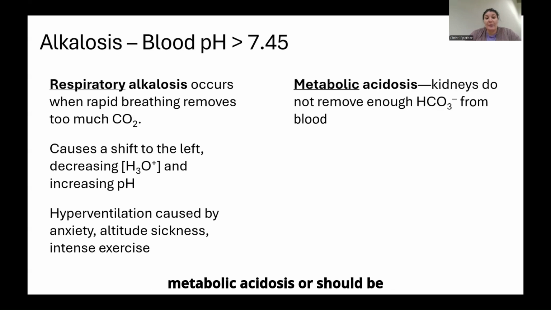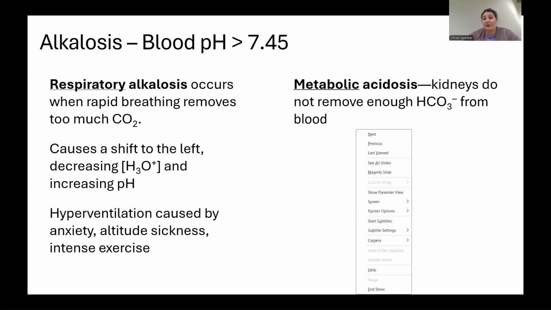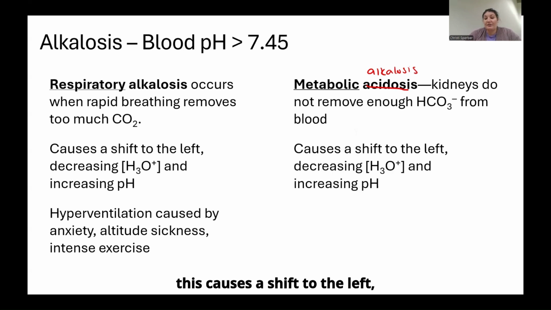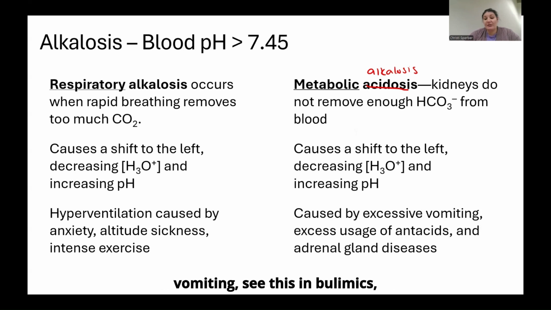Then you also have metabolic alkalosis. Kidneys do not remove enough HCO3- from the blood, and this causes a shift to the left, decreasing the H3O+ concentration and increasing the pH. This can be caused from excessive vomiting, which you see in bulimics, excessive usage of antacids, and adrenal gland disease.